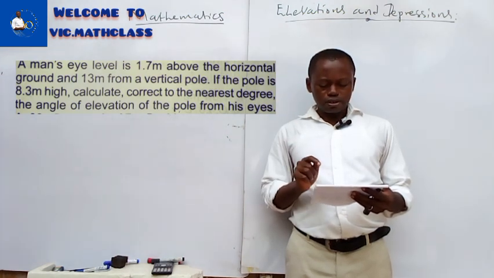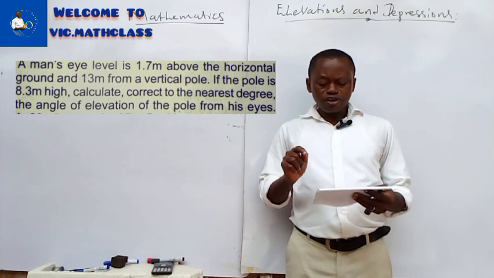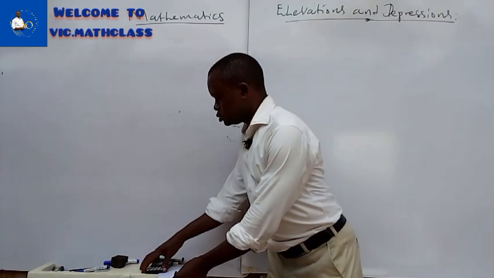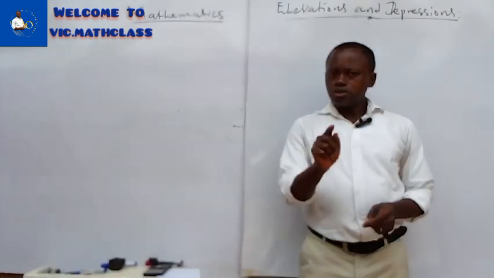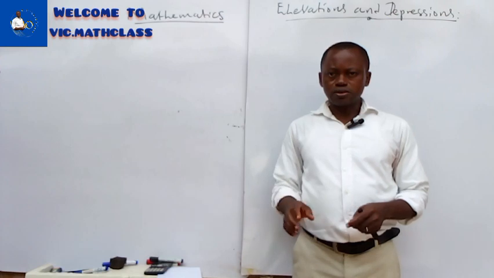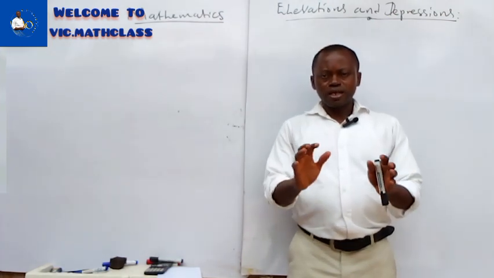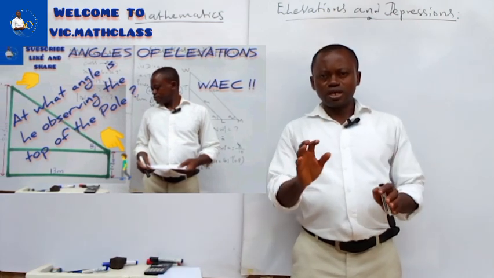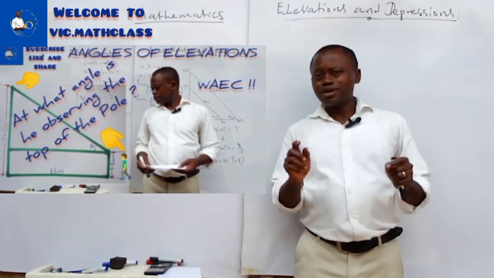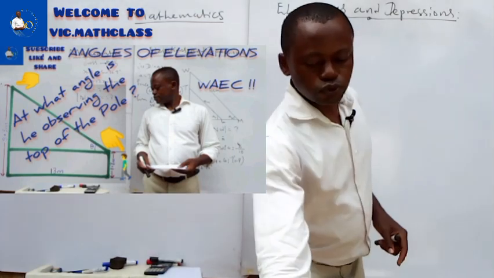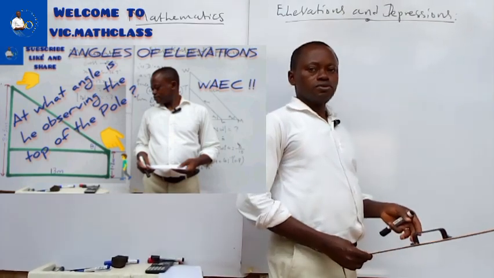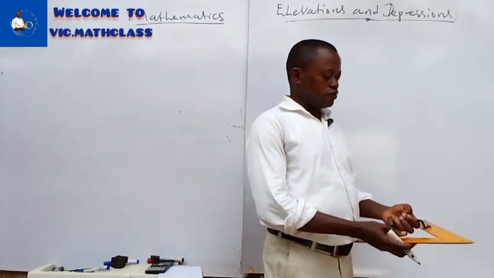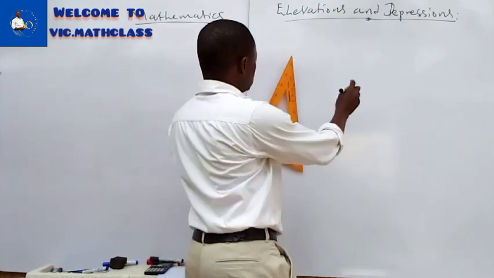Calculate, correct to the nearest degree, the angle of elevation of the top of the pole from the man's eyes. The first thing you do in matters like this, I keep on saying it, is to create an imagination that clearly captures the information given to you. When you create that imagination, you can put it into a diagram. The diagram is basic because if you do a wrong diagram, you will probably calculate a wrong answer. So I will capture this man standing somewhere here.